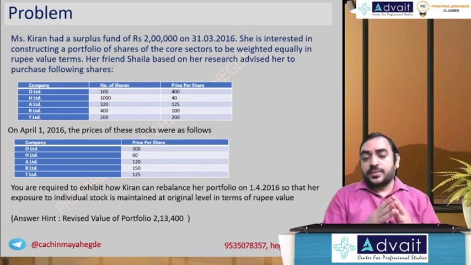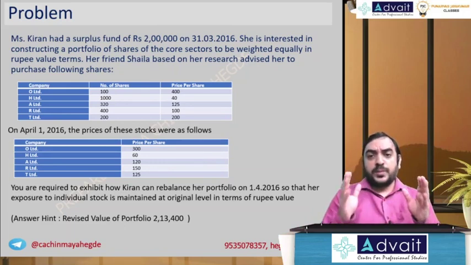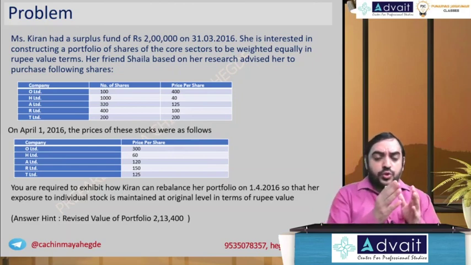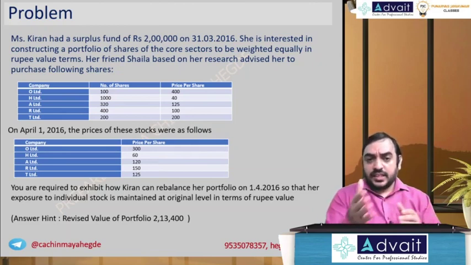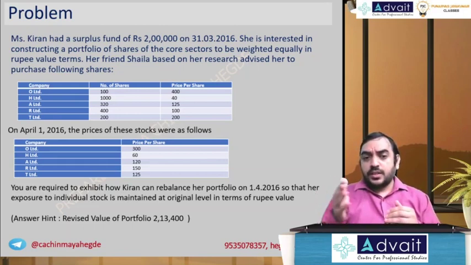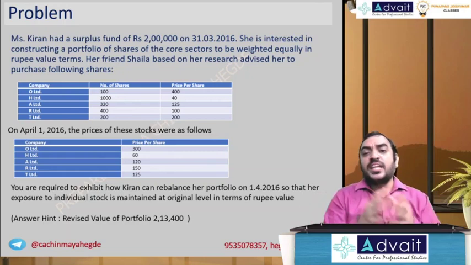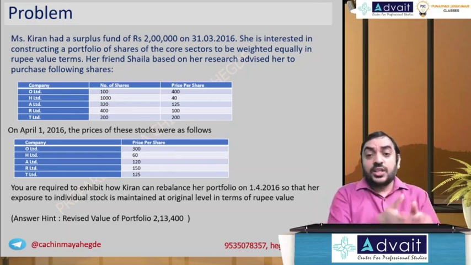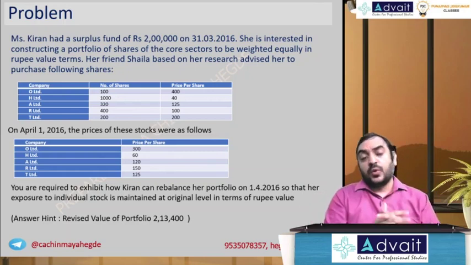A simple concept. Portfolio rebalancing means you start with a portfolio with an objective. For example, let's say this problem: I want to invest equally in all 5 stocks. But after a period of time, the price will change. Now, when the price changes, the value of investment will change. It will not be equal investment, right? Initially, when you make an investment, it will be equal.